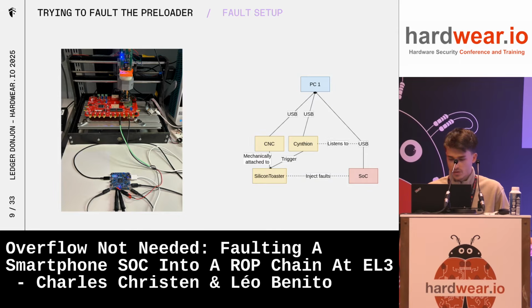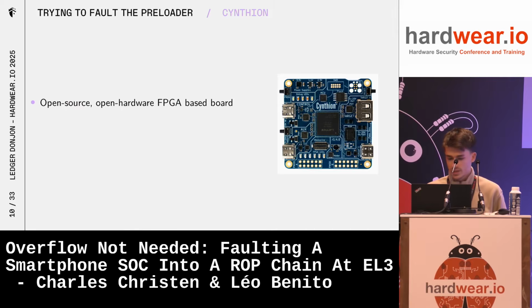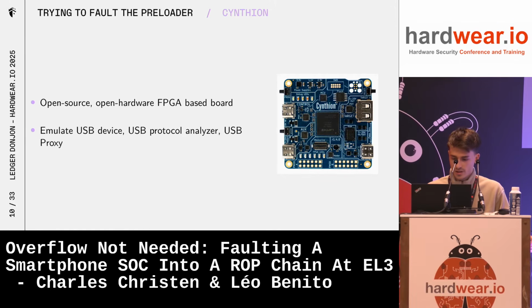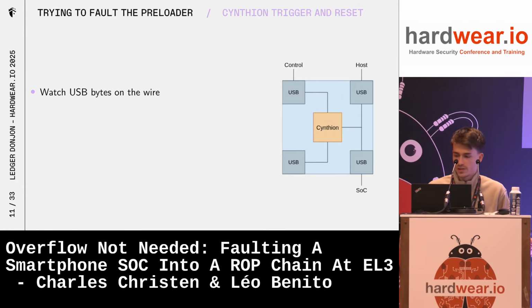And we are using the blue board at the bottom, which is the Cynthion. It's also an open source and open hardware board. It's based on an FPGA and is developed by Great Scott Gadgets. It's really a versatile tool to play with USB. You can emulate USB devices, use it as a USB protocol analyzer, or use it as a USB proxy in order to man in the middle the USB communication. But here for that setup, we use that board to get a trigger and reset.